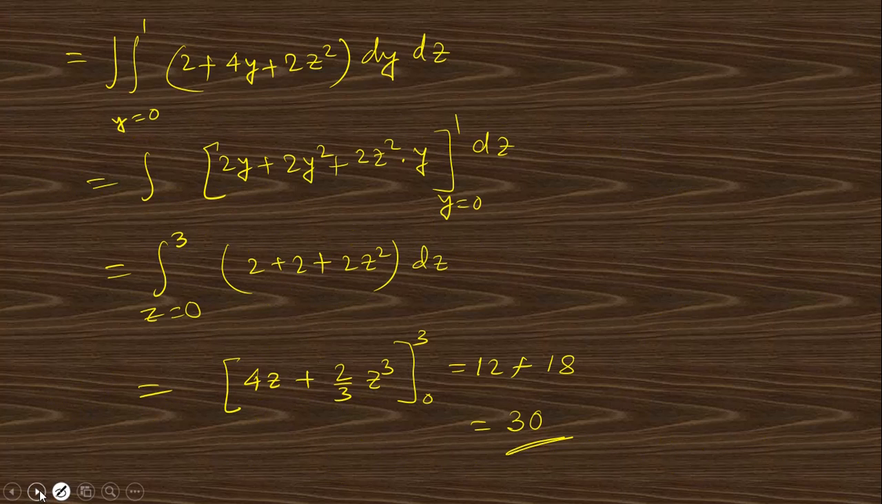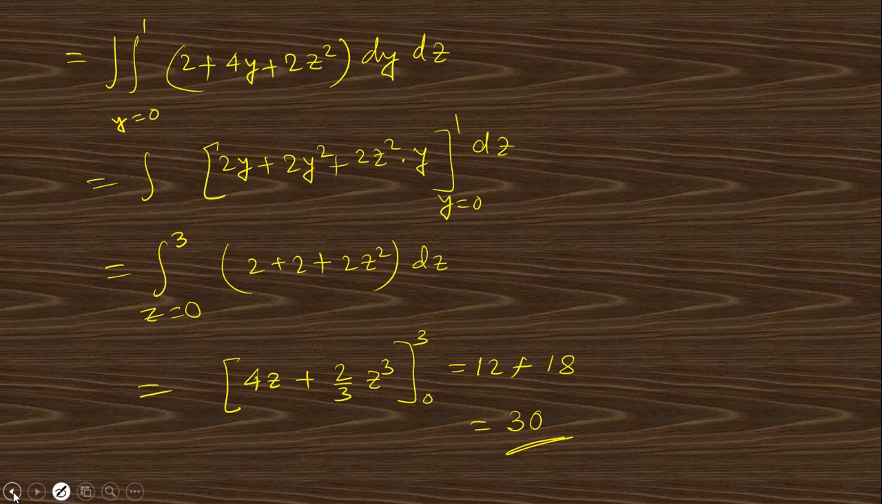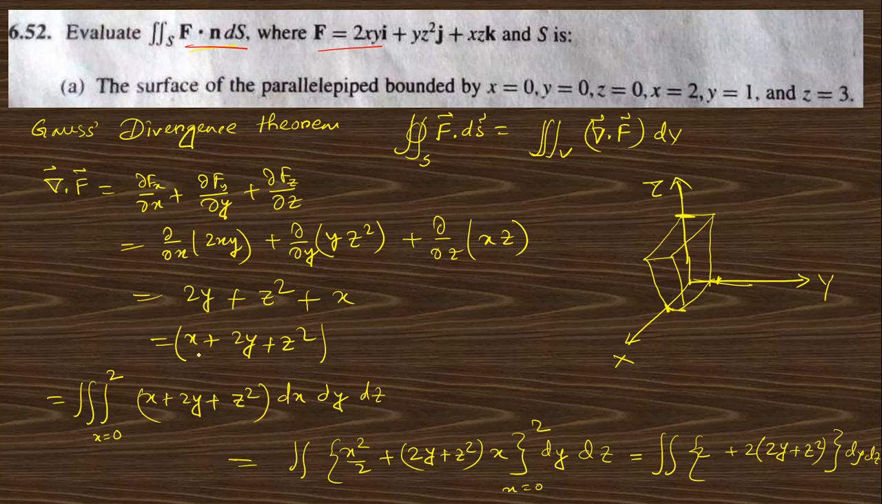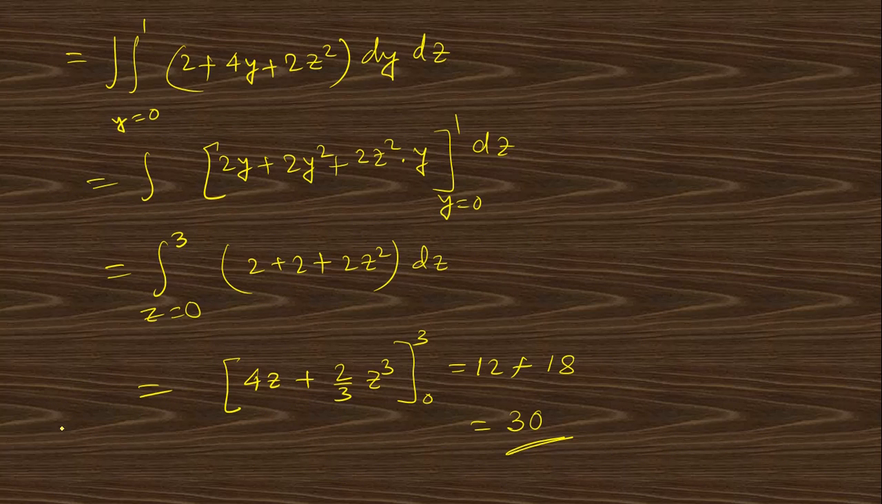Clear? The next question says the surface of the region bounded by this. Here also it is closed and bounded, so we can also use the Gauss theorem. For the Gauss theorem, you need to find the divergence. The divergence is already calculated: x plus 2y plus z square.